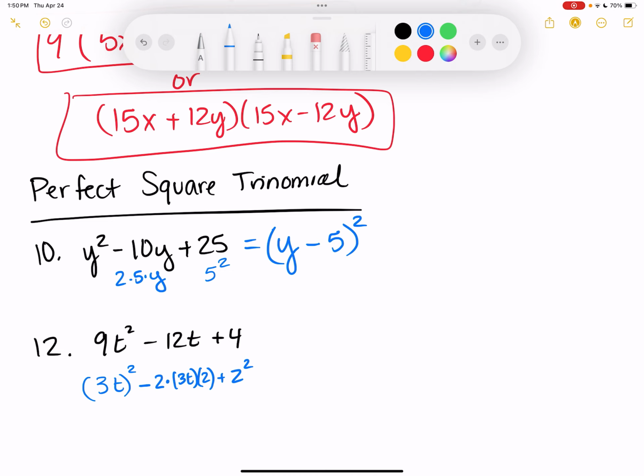So then this would factor into first term 3t, sign of the middle, minus, last term is 2, and we square it.